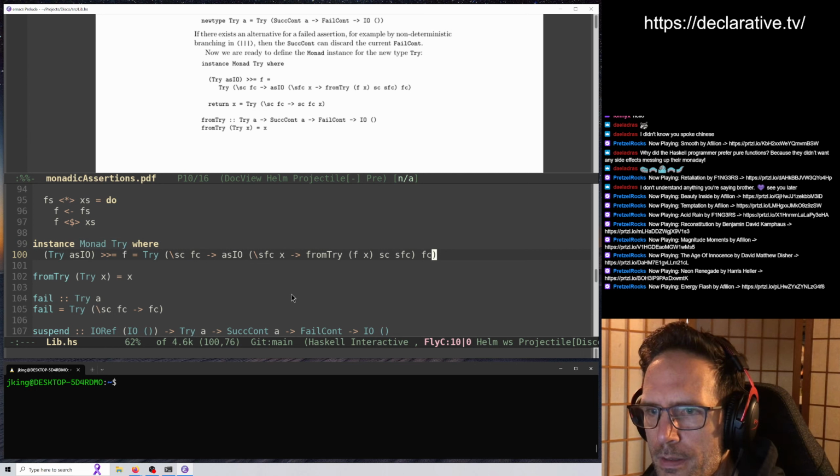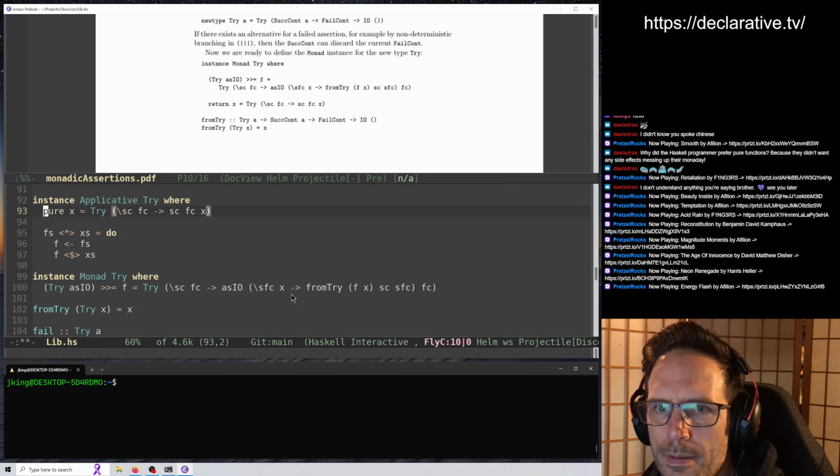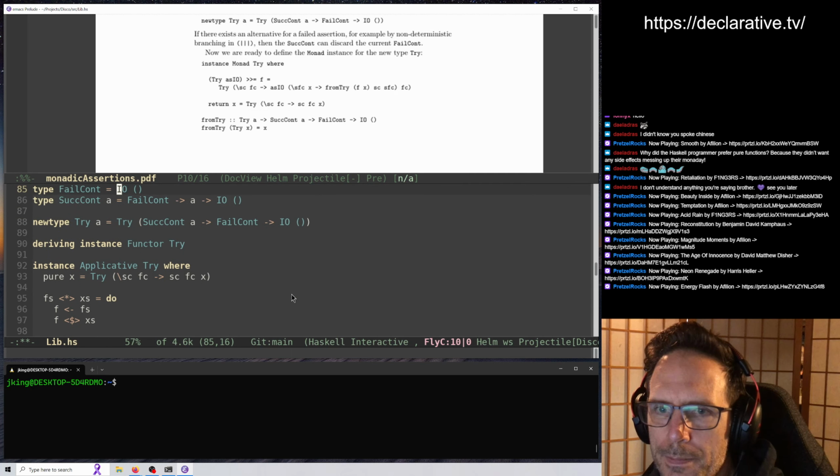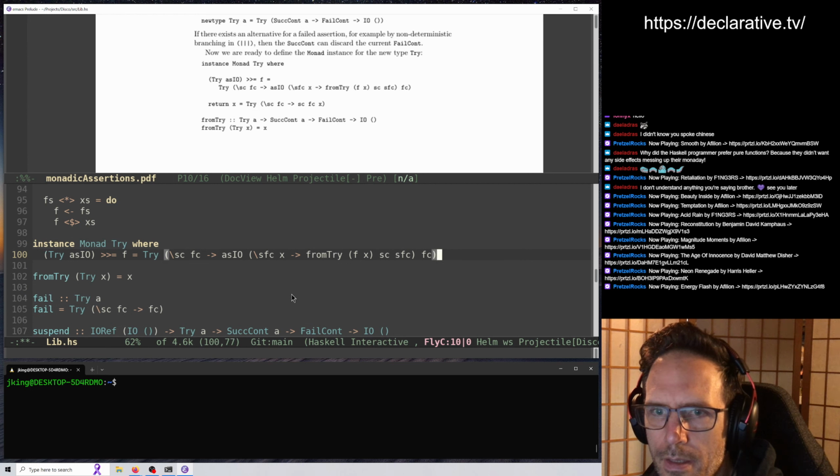Where were we? So then, fail continuation. And the pure instance for this. Or, no, that's in the applicative. The pure applicative in this pure of x, we got try sc fc sc fc x. And then the applicative apply. And we derive the functor instance for it. So that should be our complete monad there.